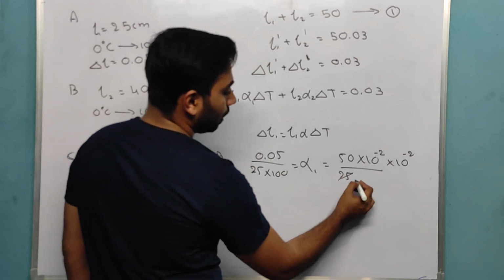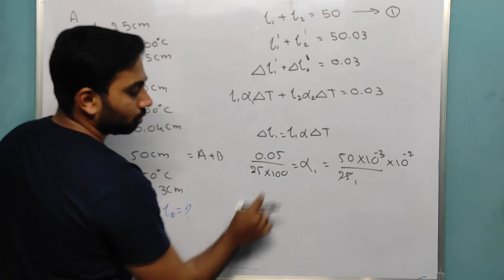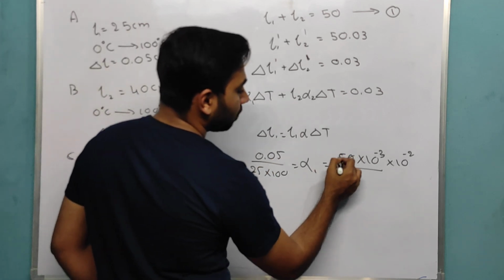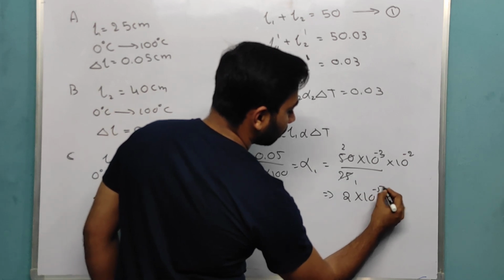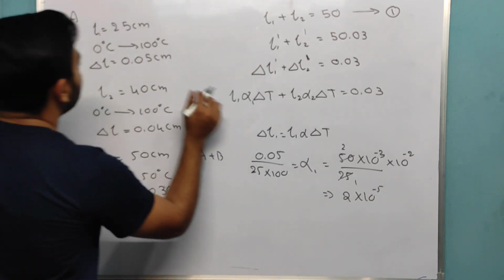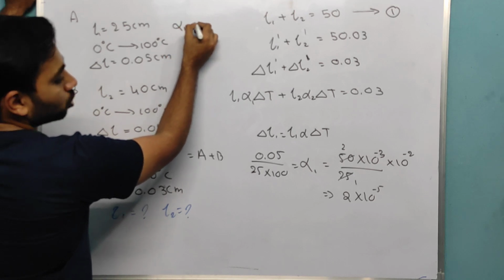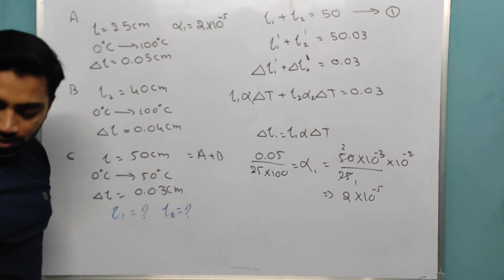Now 51, sorry, one thing, it is 3. 1, 2, 3. Now it is clear. Now 51, 52. I will get 2 into 10 to the power of minus 5. So for 1, I got alpha 1 equals 2 into 10 to the power of minus 5.